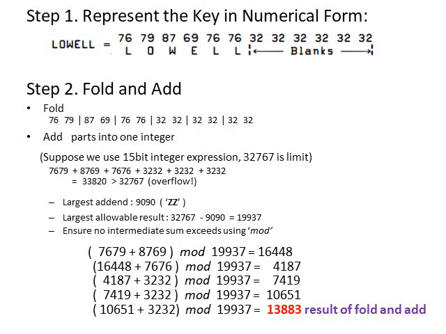Now you have folded it, right? Now how can we add it? While adding, I will take the first fold 7679 plus the second fold 8769 and so on. I am going to add them. After adding, I got the result as 33820.